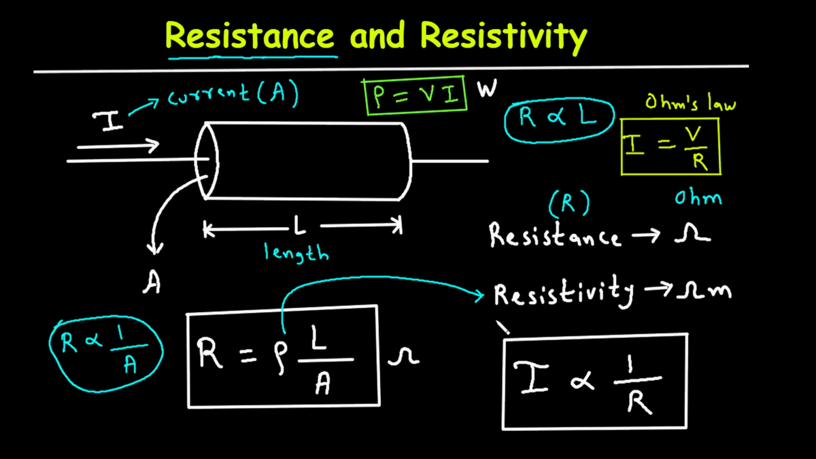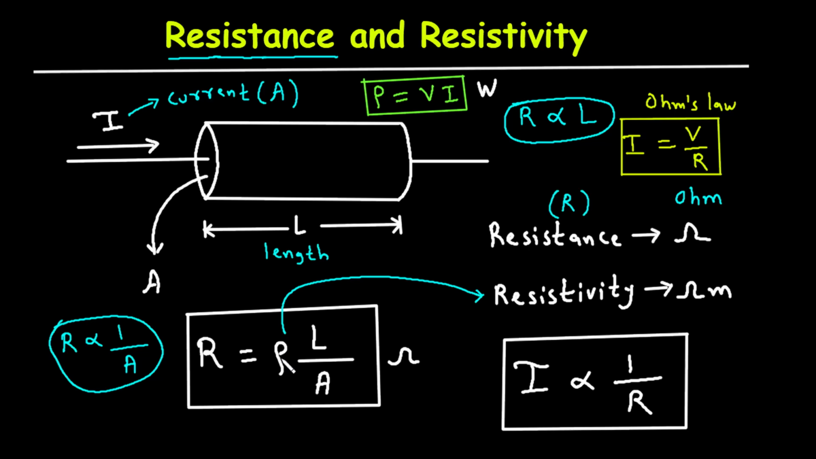Factors affecting resistance. 1. Length, L. If you increase the length of the conductor, the resistance increases. Think of a longer hosepipe that makes it harder for water to pass through. 2. Cross-sectional area, A. If you increase the cross-sectional area, the resistance decreases. This is like a wider hosepipe allowing more water to flow through easily.